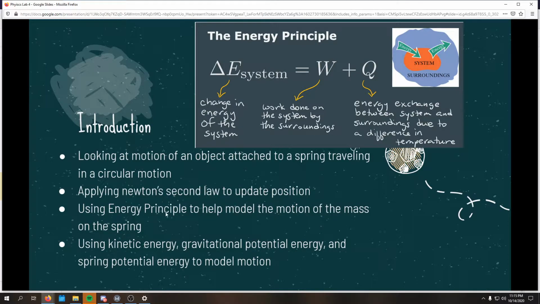Additionally, we are also using the energy principle to help model the motion of the mass on the spring. And we're using different types of energy, specifically kinetic energy, gravitational potential energy, and spring potential energy to model the motion. The system in this case would be the spring, the mass, and the earth, and the surroundings would be everything else in the universe, pretty much.